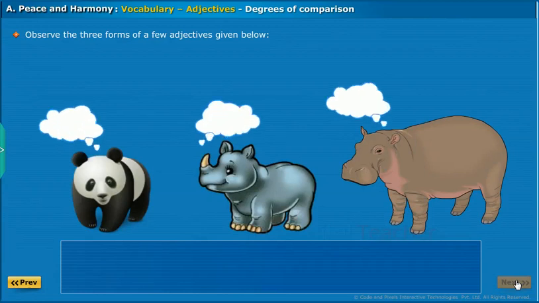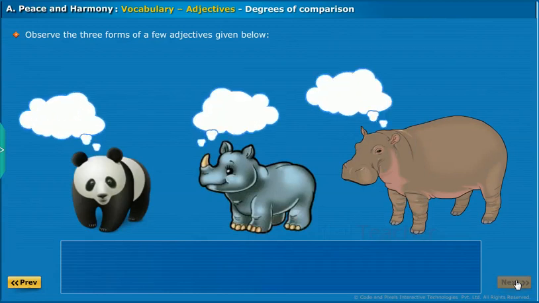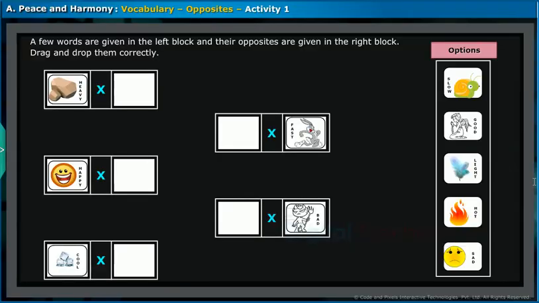These three animals are talking about how strong they are. Write dialogues for all the three animals using the adjective strong. Let us now do a simple activity to check your previous knowledge. A few words are given in the left block and their opposites are given in the right block. Drag and drop them correctly and click the submit button.